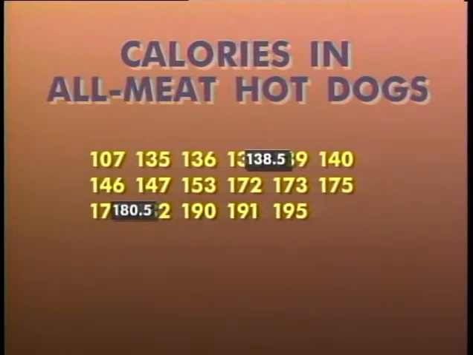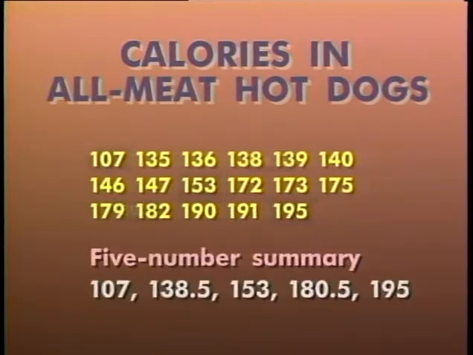So the 5-number summary for calorie counts in meat franks, the minimum and maximum observations and the 3 quartiles, is 107, 138.5, 153, 180.5, and 195. These 5 numbers give us an excellent short description of several important aspects of a distribution.